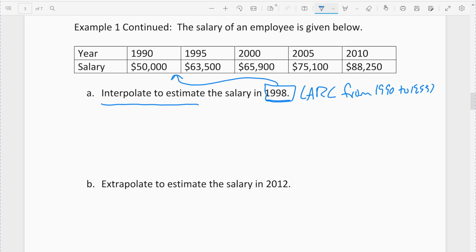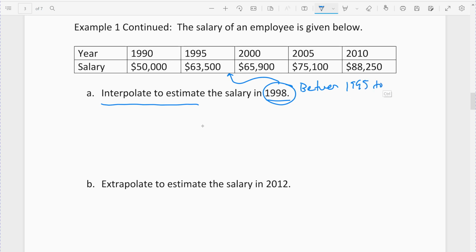Wait, did we find that on the previous page? Oh, no, we just found the percent change. We didn't find the average rate of change. Oh, and I picked the wrong year, so no, we didn't find it. Let's try that again. 1998 would be between 1995 to 2000. So we did not find that previously, so we'll have to find the average rate of change for this one. All right.